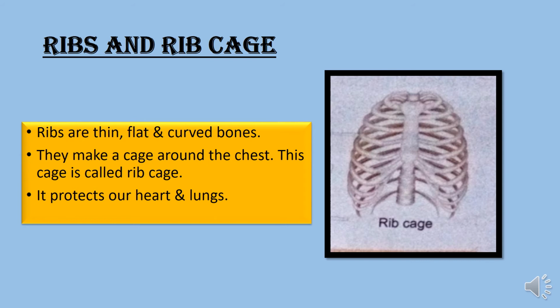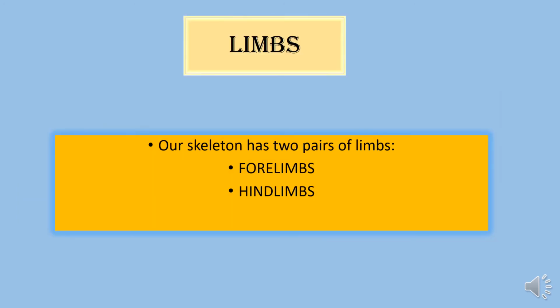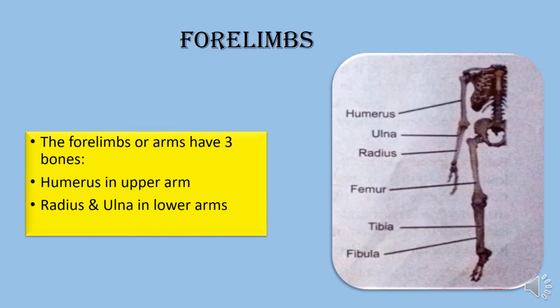Let's move further to the next part of our skeletal system. Limbs. Now, students, our skeletal system has 2 pairs of limbs, that is forelimbs and hind limbs. This we have studied earlier also. Let's understand each one of them separately. Forelimbs. What are forelimbs? The forelimbs or the arms. Basically, forelimbs are also called arms.